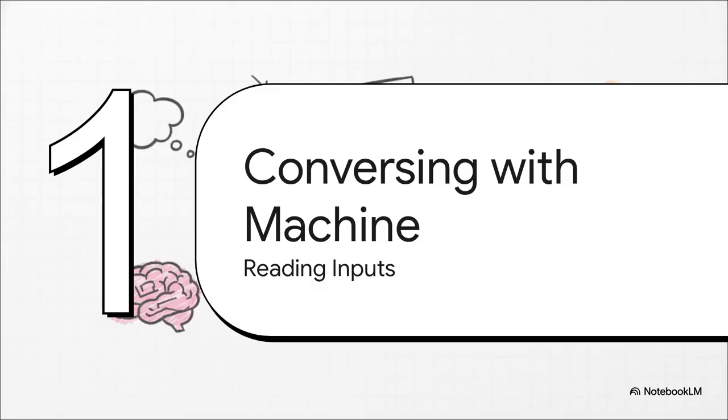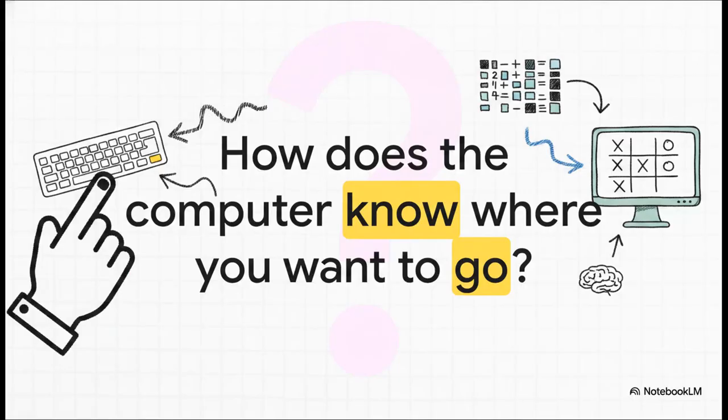Section 3. Conversing with the machine, reading and alternating inputs. Okay, this brings up a super critical question. How does the computer actually know where you want to go? Because a game can't be static, right? If you're just a human typing text into a prompt, how on earth do we convert those keystrokes into the raw numerical data our matrix relies on?